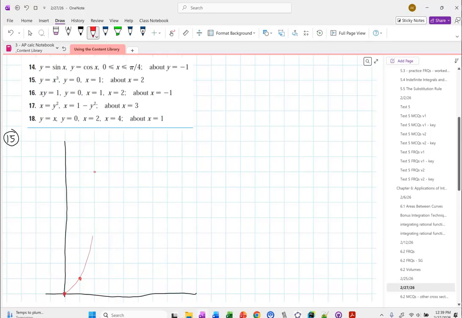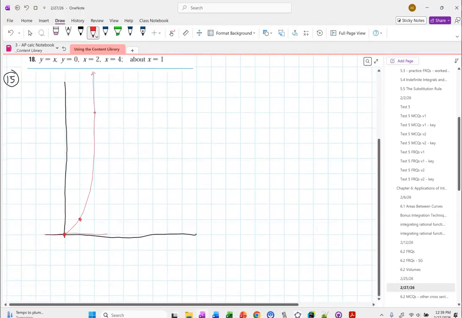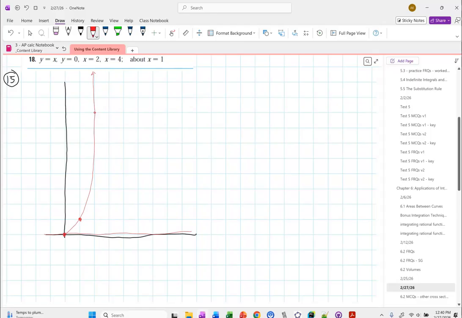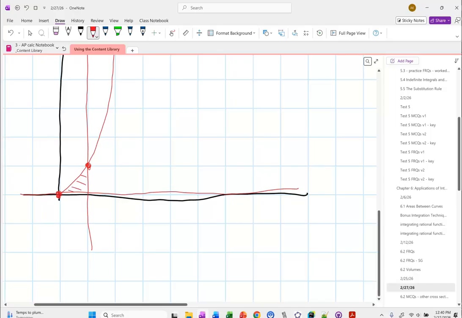That's deep enough. Everybody's okay with that part? And then I have the line y equals 0. And then x equals 1. So the region that we're interested in is this little guy right here. That's bounded by x equals 1, y equals 0, and y equals x cubed. Everybody feel okay there?